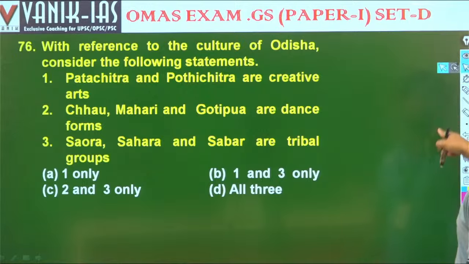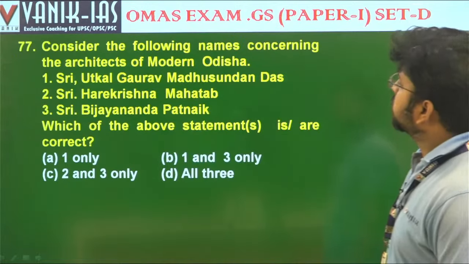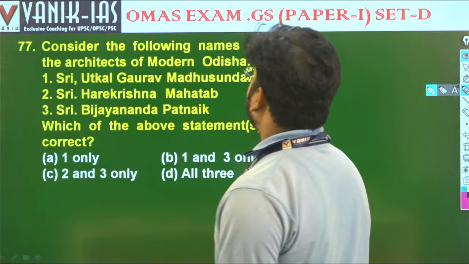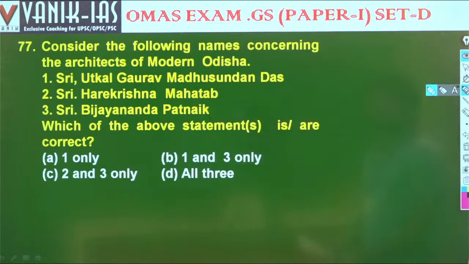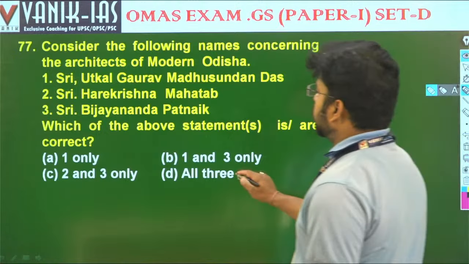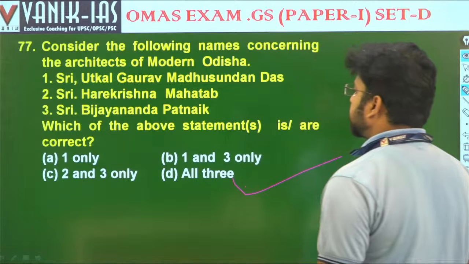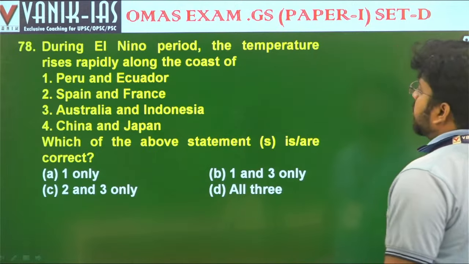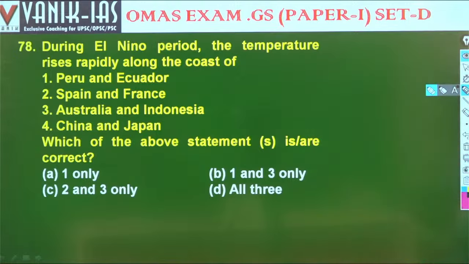Simple questions. Then consider the following names concerning the architects of modern Odisha: Utkal Gourab Madhusudan Das, Harekrushna Mahatab, and Biju Patnaik. Obviously all three are right. Utkal Gourab, and Harekrushna Mahatab is the first chief minister. All three are correct, architects of modern Odisha.